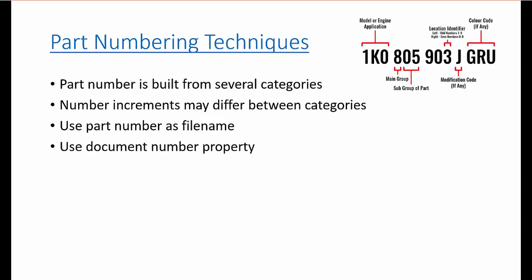So looking at the first option, which is building it from a number of different categories, the number may be different that you want to increment based on the main category. So if you're working with customers, you could have the customer name stroke abbreviation used as the main category, and then have a different numbering system based on each one of those. We can also use the part number as the file name, and you can store it in one of the file properties.